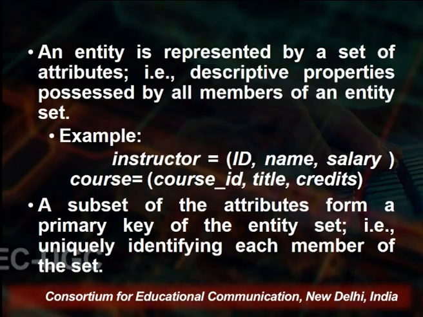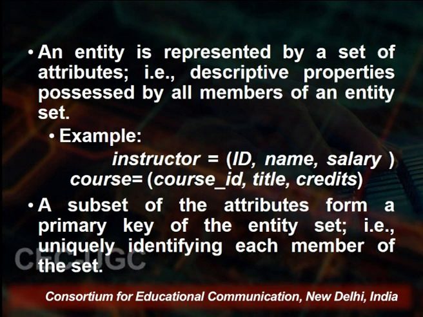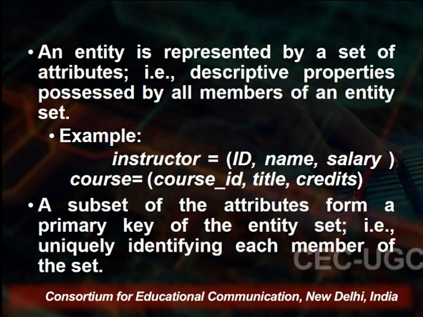attributes. So, for example, let us say we have instructor, which is an entity, and that instructor is distinguishable with the help of 3 attributes: one is ID, another is name, and the third is salary. Similarly, for the entity course, we have course ID, title, and credits.